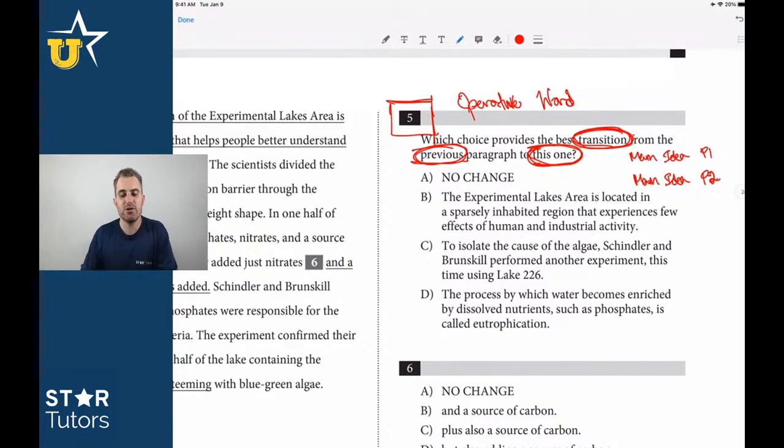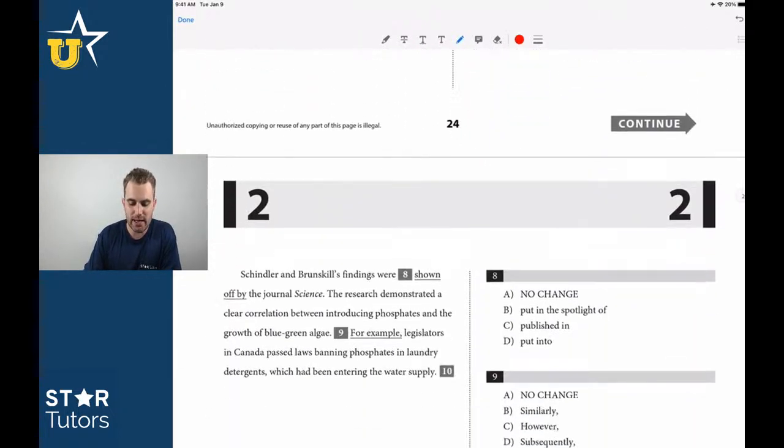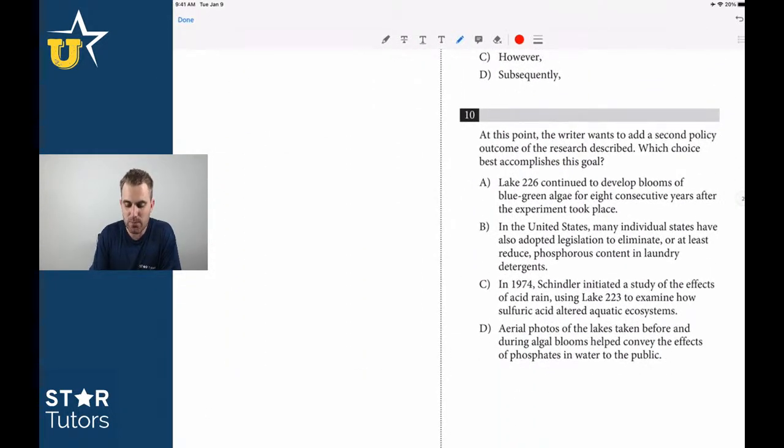And that goes for every single type of question. It doesn't even just have to apply to that one, right? A transition question: at this point, the writer wants to add a second policy outcome of the research described. Well, if it's the research described, we better understand the research as well as what a policy is, and understand how that works.